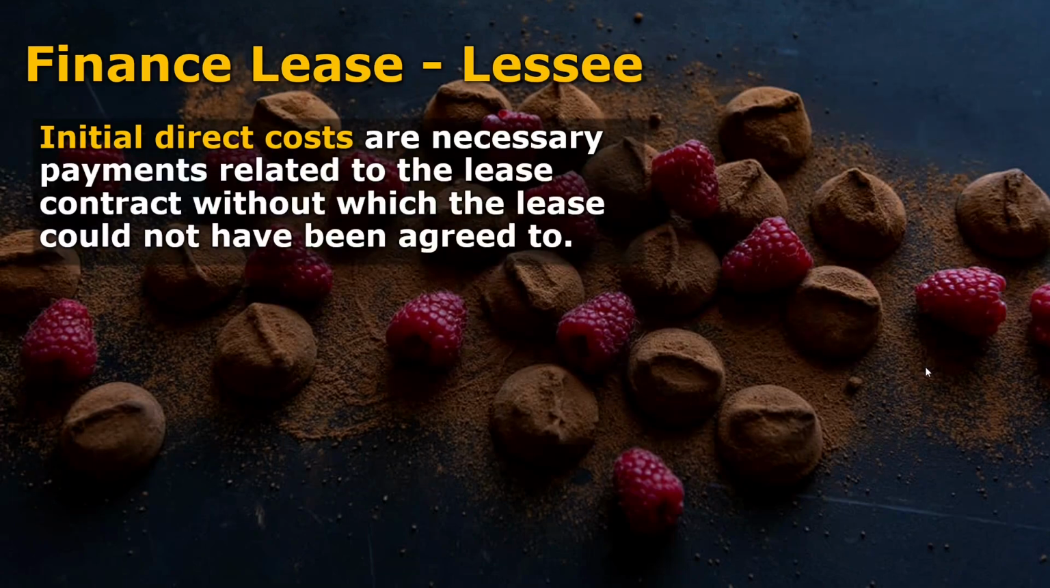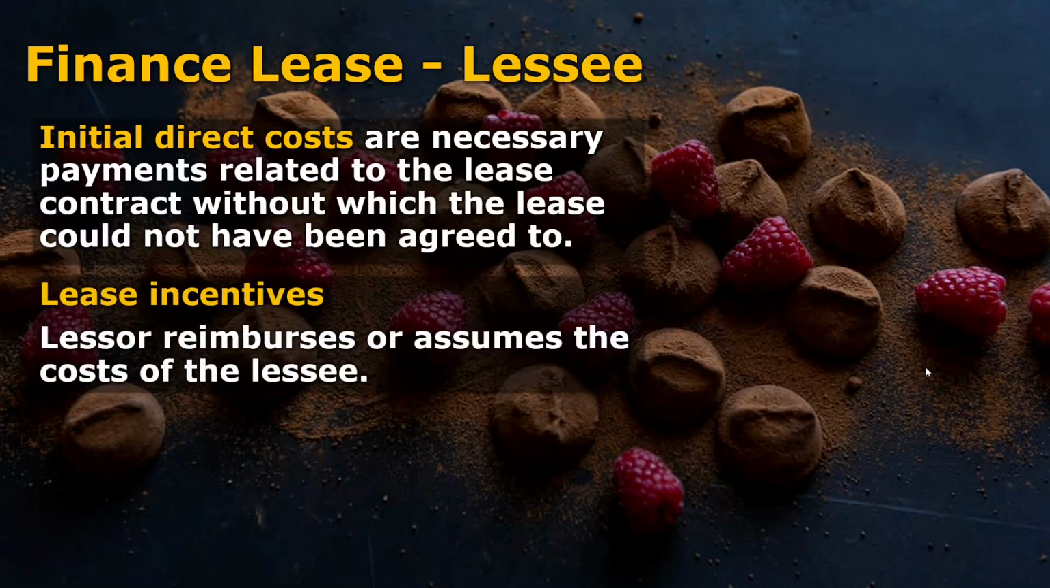Okay? Initial direct cost will be classified as addition to right of use asset if the lessee shoulders initial direct costs. There is a little bit of a problem there because sometimes, even if the lessee has already paid for initial direct costs, lease incentives may be included. What are lease incentives? These are lessor's reimbursements. Or if the lessor reimburses or assumes the cost of the lessee, nagbayad na si lessee pero ni-reimburse siya ni lessor. We call that lease incentive.